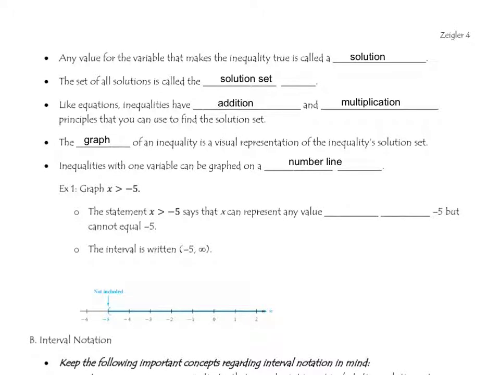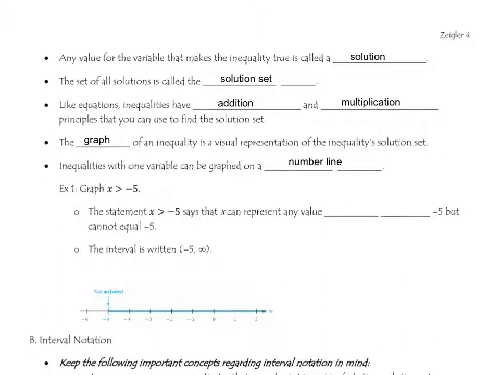So the language you need to know is that any value for a variable that makes the inequality true is called a solution. The set of all solutions is called a solution set. Like equations, you can use the addition and multiplication properties to find a solution set. That means you can add the same number to both sides, or you can multiply both sides by the same thing, and you'll have equivalent inequalities.